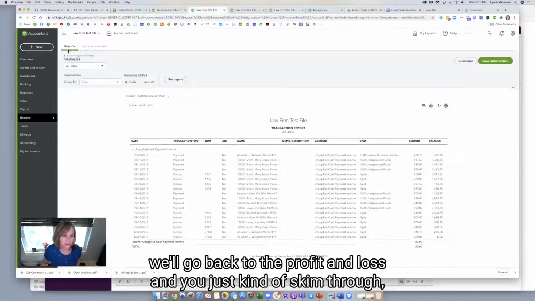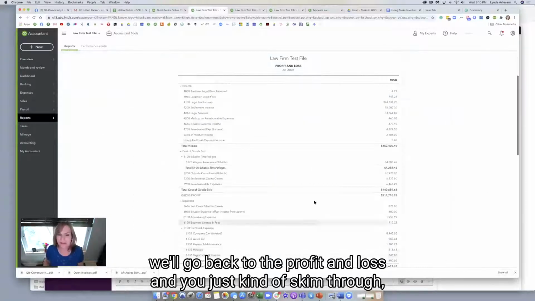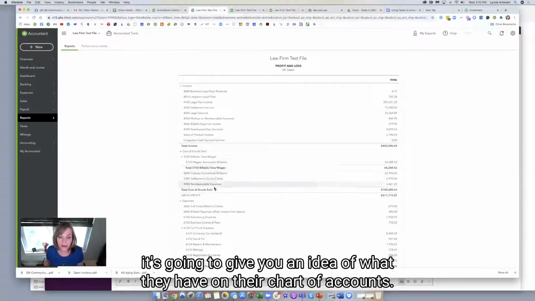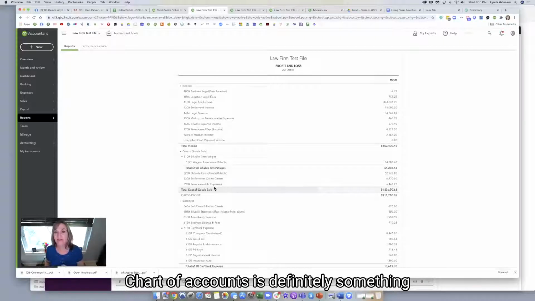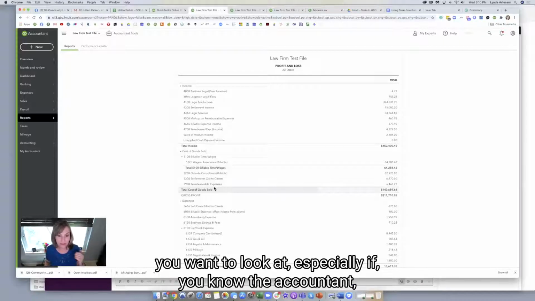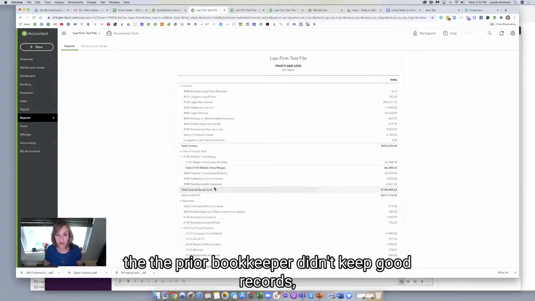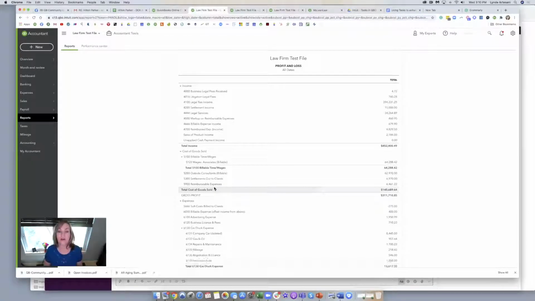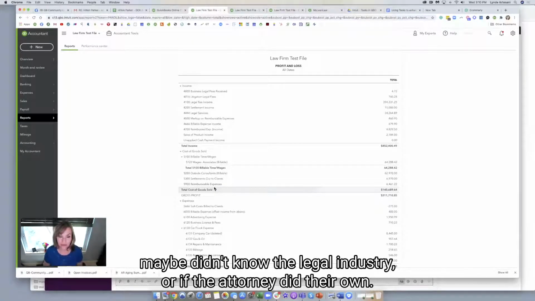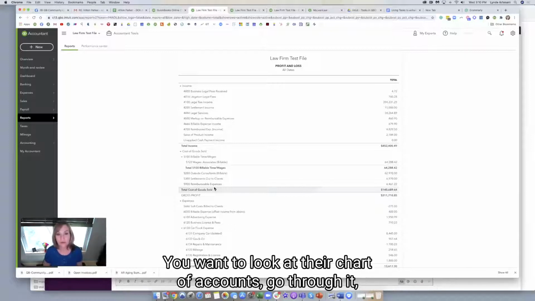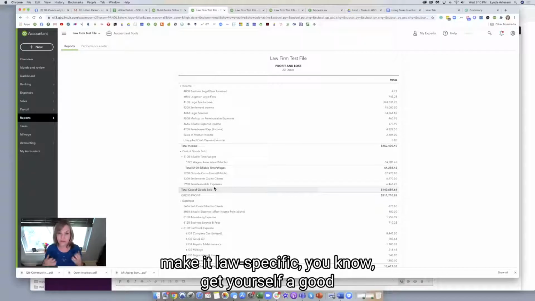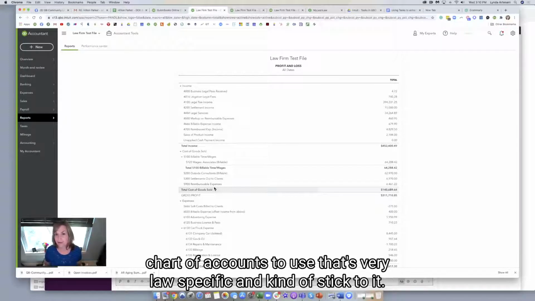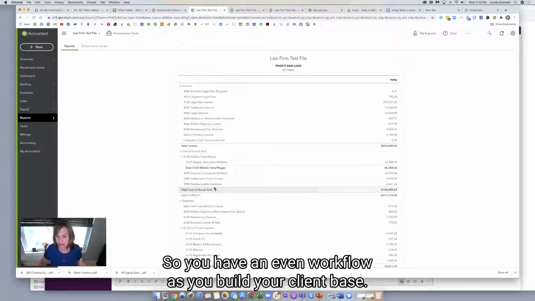Come back here, we'll go back to the profit and loss, and you just kind of skim through it. It's going to give you an idea of what they have on their chart of accounts. The chart of accounts is definitely something you want to look at, especially if you know the prior bookkeeper didn't keep good records, maybe didn't know the legal industry, or if the attorney did their own. You want to go through their chart of accounts, make it law specific, get yourself a good chart of accounts that's very law specific, and stick to it so you have an even workflow as you build your client base.